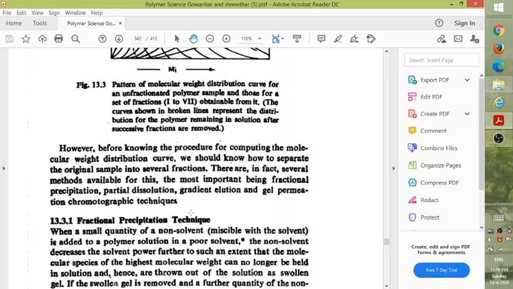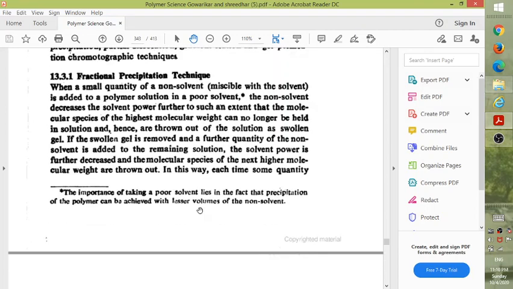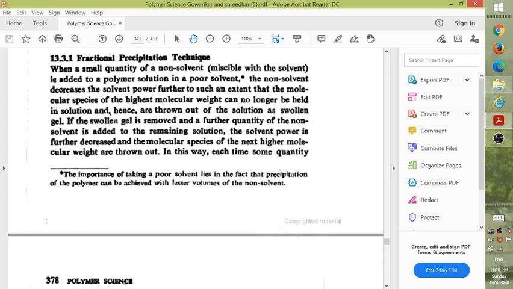The most important is the fractional precipitation technique. As the name suggests, there will be precipitation in this technique. When a small quantity of non-solvent miscible with the solvent is added to a polymer solution in a poor solvent, the non-solvent decreases the solvent power further to such an extent that the molecular species of the highest molecular weight can no longer be held in the solution and hence are thrown out of the solution as solvent gel.